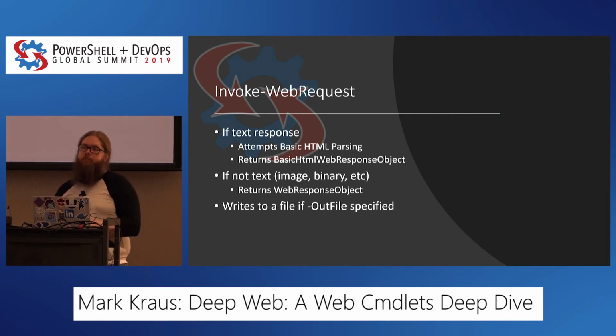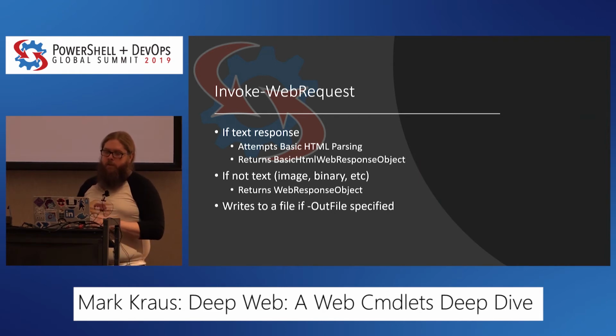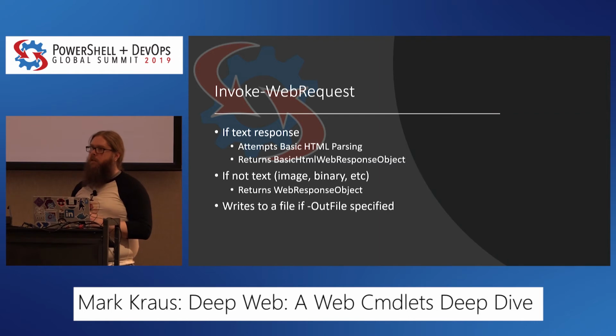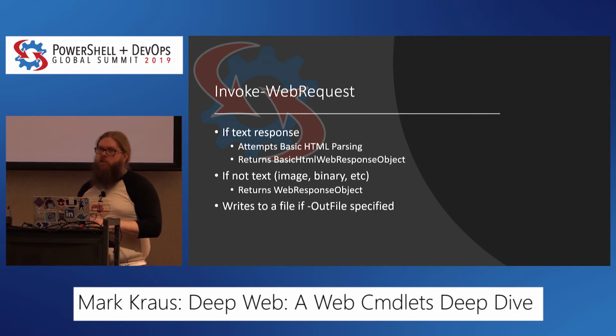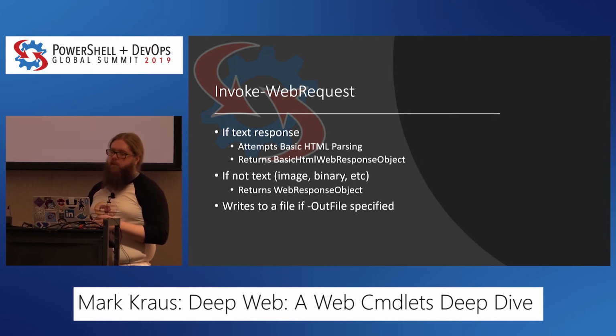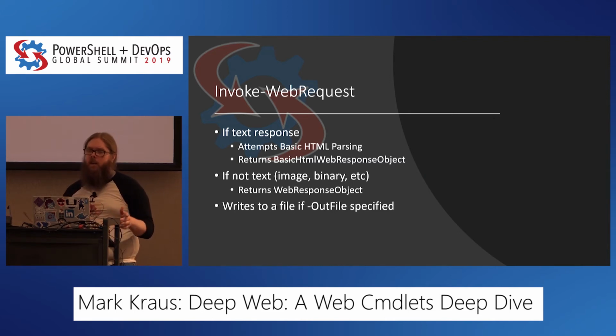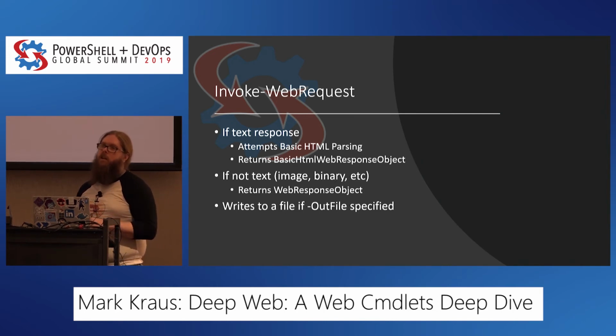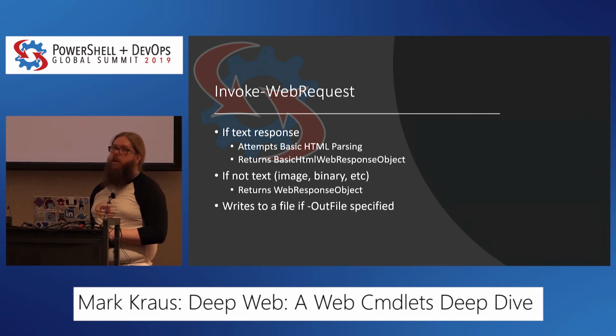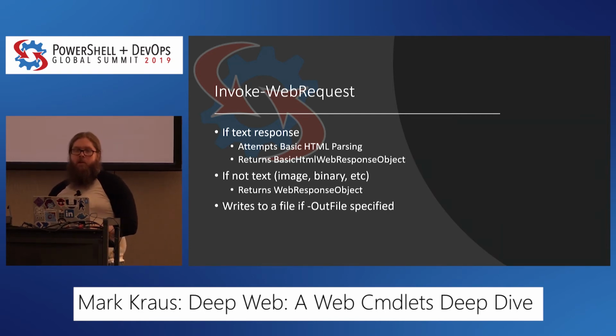So Invoke-WebRequest then. It derives from that base class. So what it's doing after the base class has gone and got the response for us is it comes back and says, hey, is this a text response? Because if it is, I'm going to do some basic HTML parsing and return a basic HTML response object. But if it's not, like if it's an image or a binary or something like that, it returns a web response object that has the stream available in it that you can do whatever with. And then if you've passed in OutFile, I'm going to go ahead and write that to the file that you've specified. So it's not doing much.